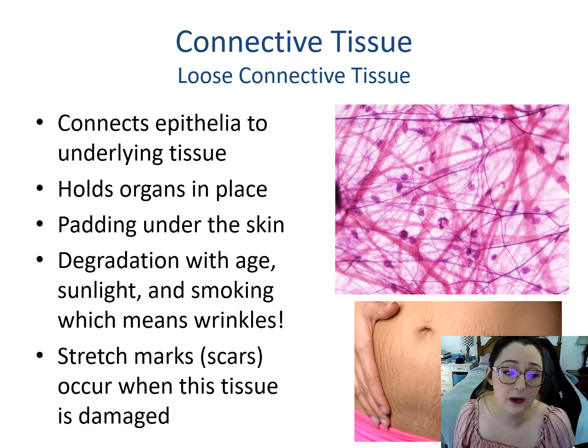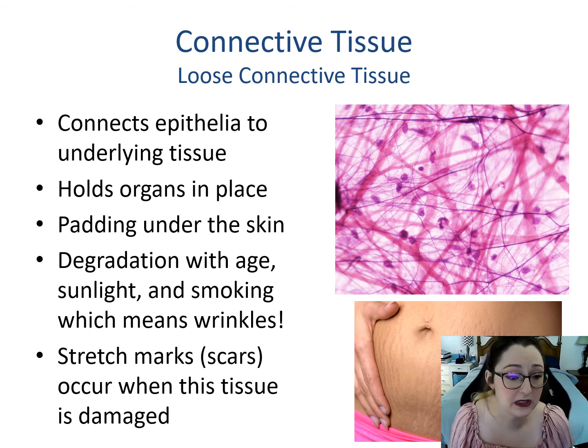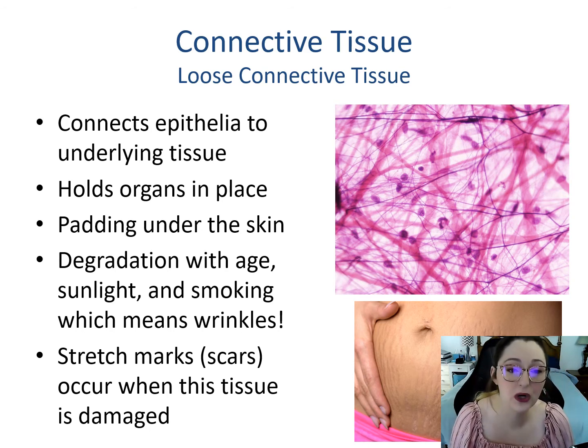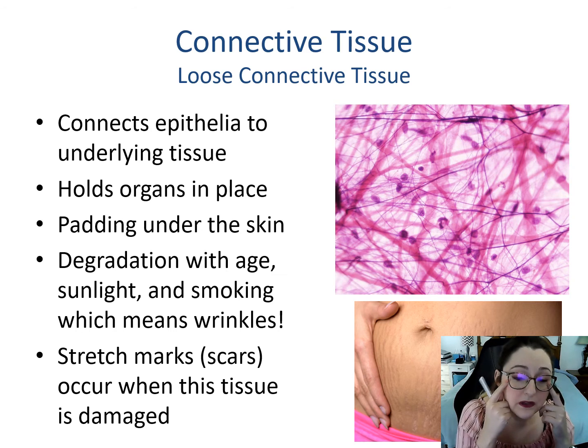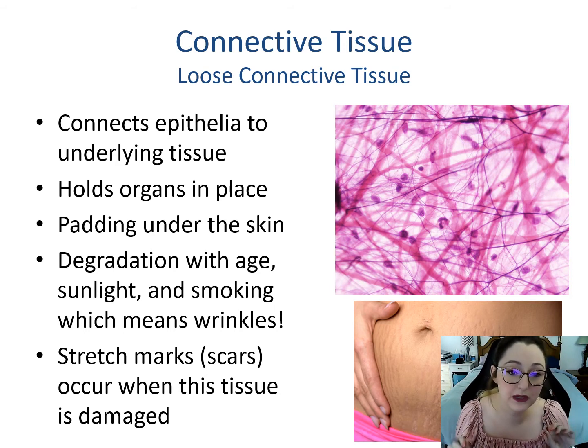It will degrade with age, as well as exposure to sunlight, if you smoke, and all of that means wrinkles. So as you get older, various spots on your face may start to sag. You may get the wrinkles at the corners of the eye, maybe along the mouth, forehead, wherever else, but this just means wrinkles because you cannot maintain this connective tissue the way that it is.